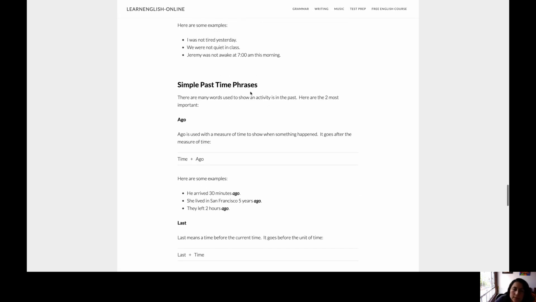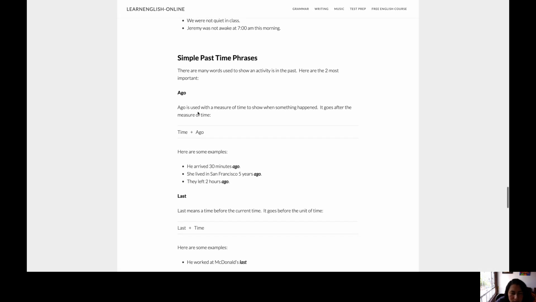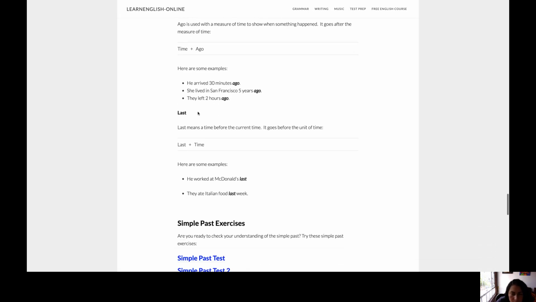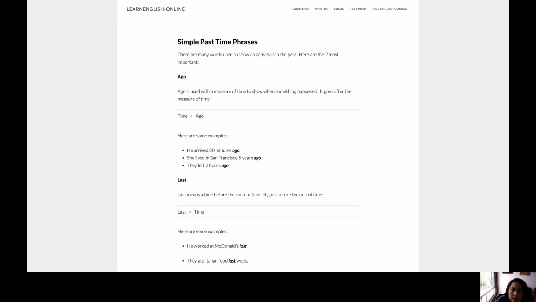Simple past time phrases. Entonces, aquí hay algunas expresiones del pasado, como ago, la pronunciación es ago. Este ago significa hace. Entonces, acá algunos ejemplos. He arrived 30 minutes ago. Él llegó hace 30 minutos.